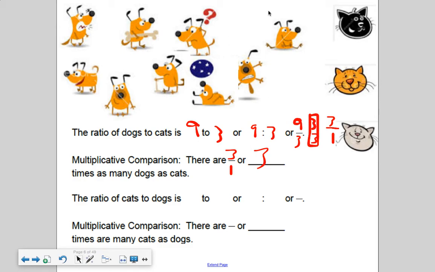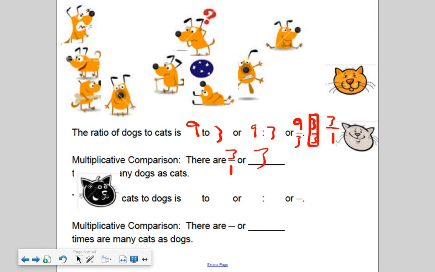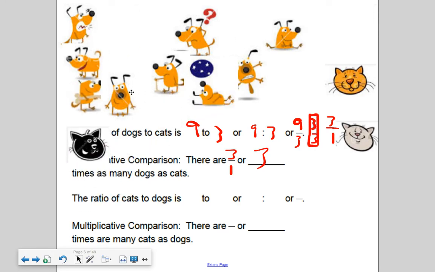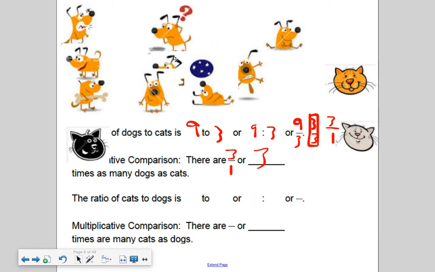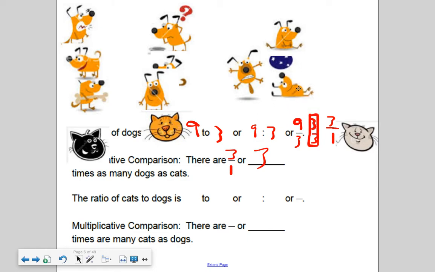Is that really true? Let's see if that's true. Here are 3 dogs, 1, 2, 3, to 1 cat. Here are 3 dogs to 1 cat. Here are 3 dogs to 1 cat. So I did a part to part. I compared the dogs to the cats. So I could have said 9 dogs to 3 cats, or 3 dogs for every 1 cat.